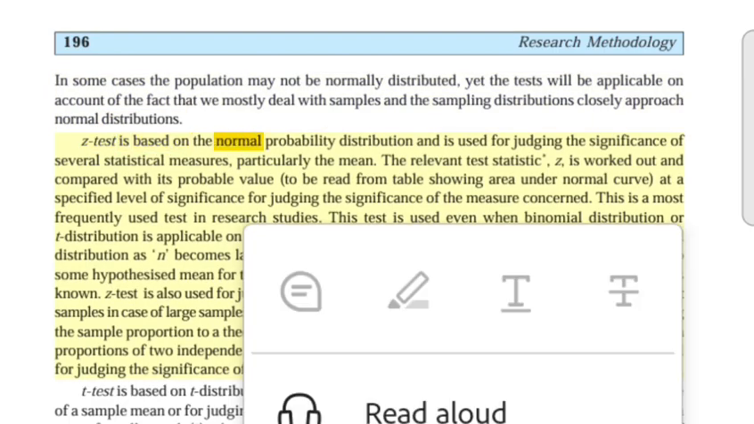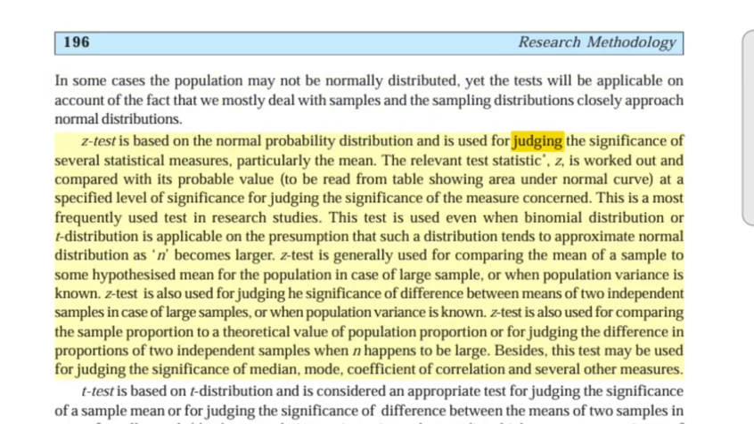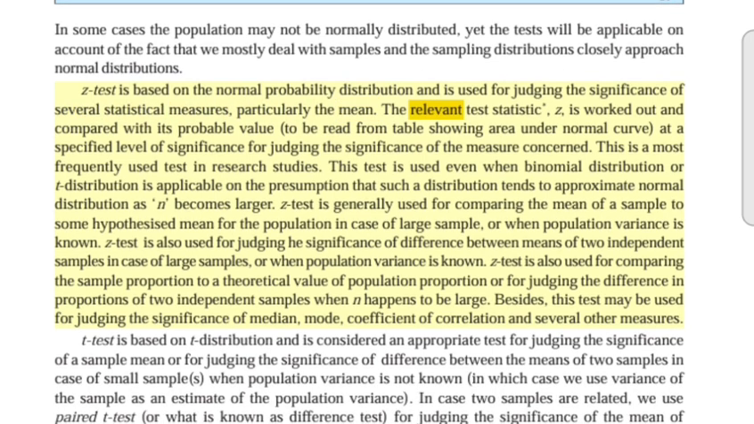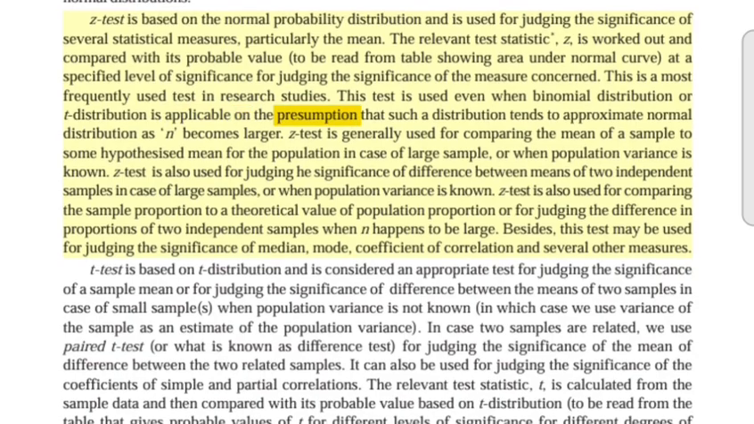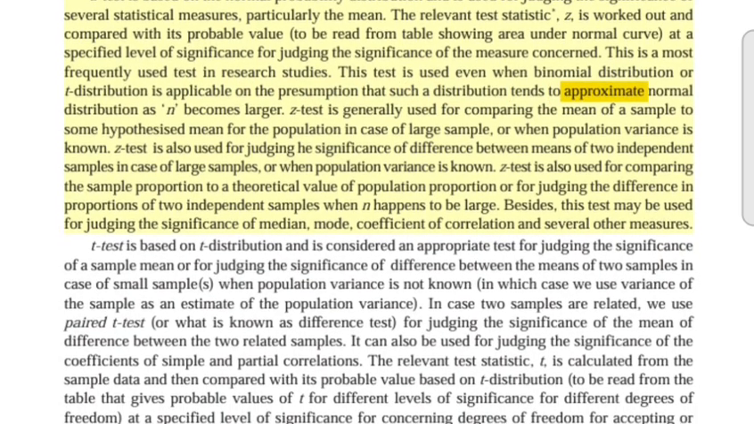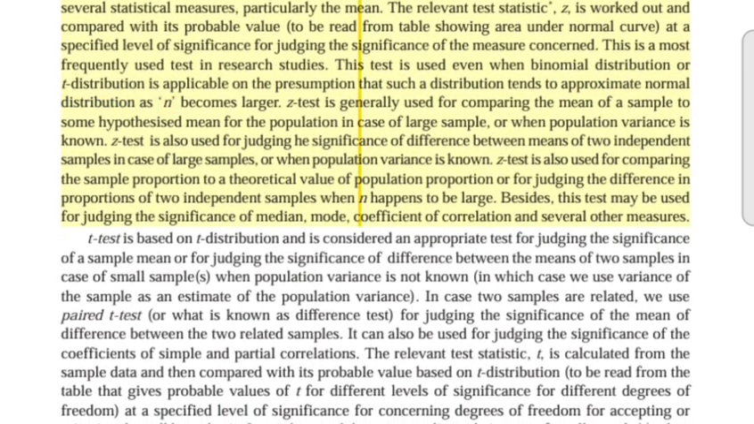Z-test is based on the normal probability distribution and is used for judging the significance of several statistical measures, particularly the mean. The relevant test statistic, Z, is worked out and compared with its probable value, to be read from tables showing area under the normal curve, at a specified level of significance for judging the significance of the measure concerned. This is a most frequently used test in research studies. This test is used even when binomial distribution or t-distribution is applicable, on the presumption that such a distribution tends to approximate normal distribution as n becomes larger.